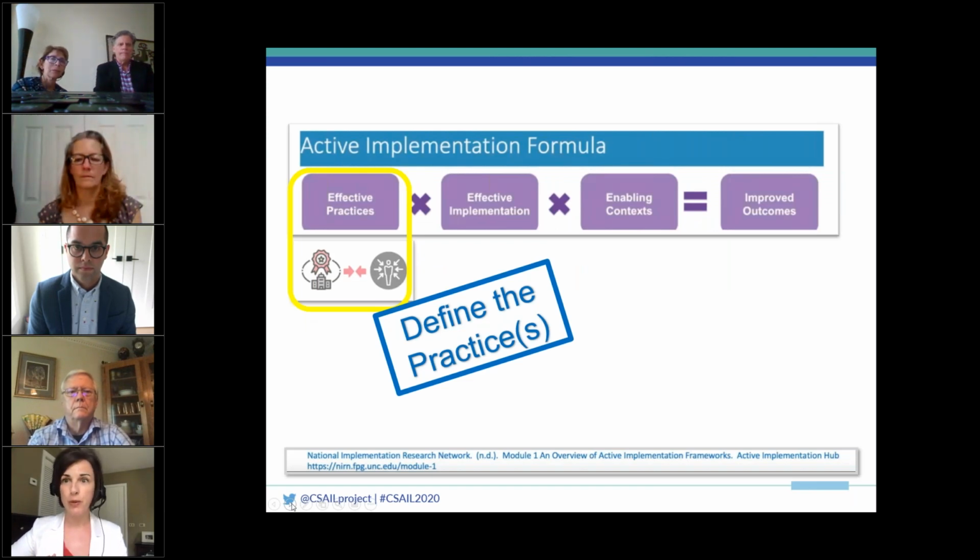Okay, so college and career readiness, policy of inclusion. What is that practice? Defining that practice with a level of detail that it can be implemented, measured, and the fidelity checked is really critical. Next slide.